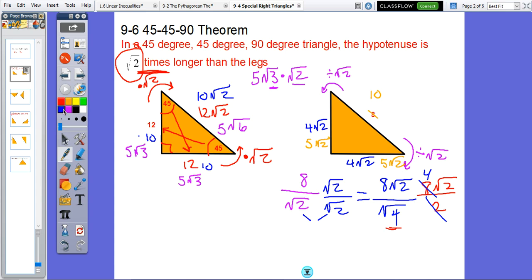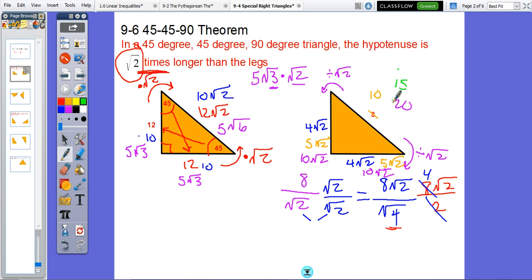5 radical 2. What if our hypotenuse is 20? Well, that makes our legs 10 radical 2. But what if our hypotenuse is an odd number? Let's take the number 15. So our hypotenuse is 15. The idea is still the same.